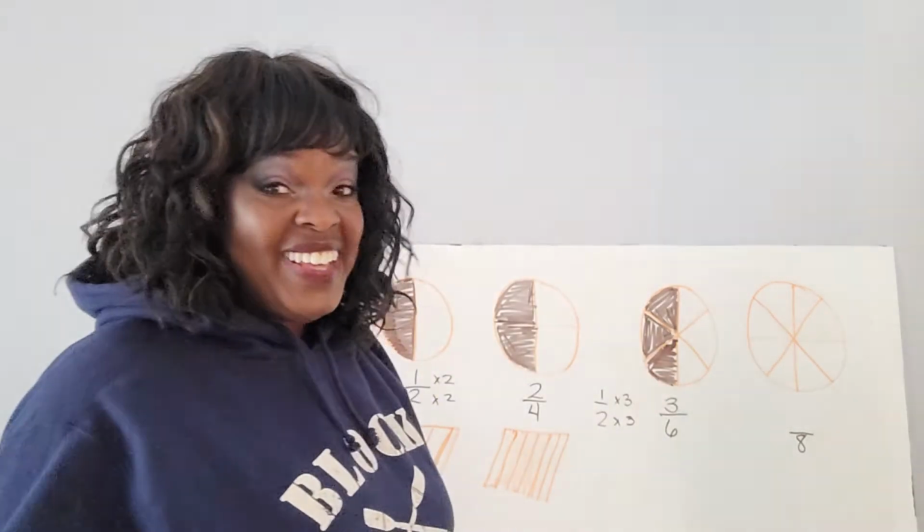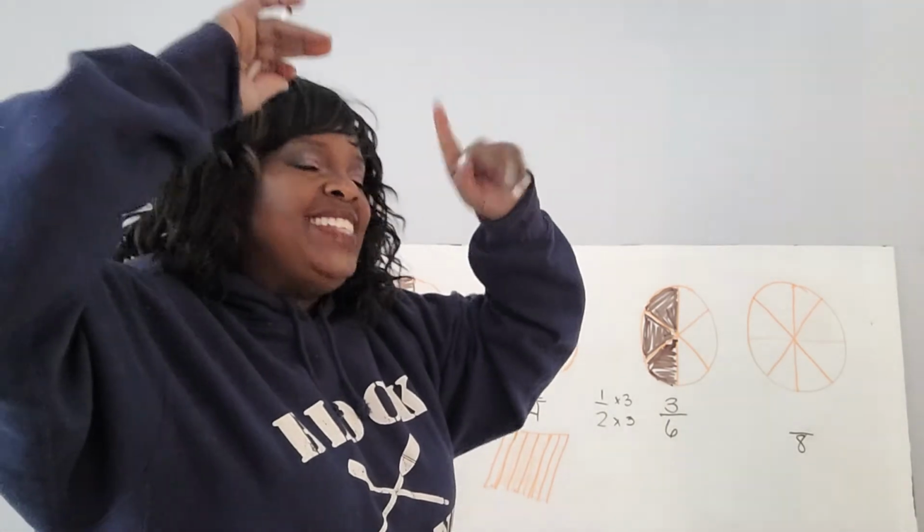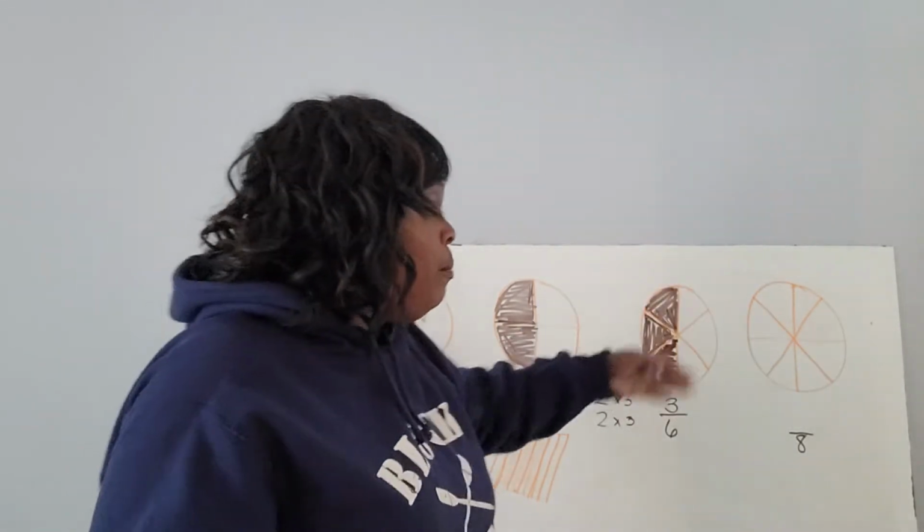We have 8 pieces, so that always makes me know that that's my denominator, which is down below the line. And the numerator is on top of the line. Denominator is down below the line. Good. So my total number altogether is 8. So that's what I put as my denominator.